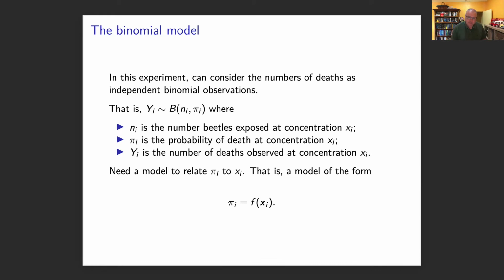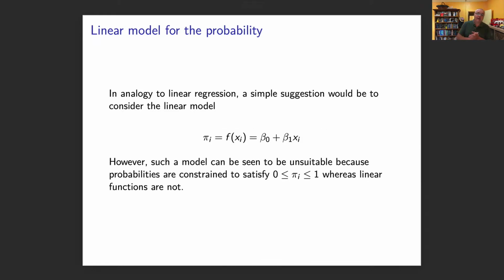Well, the simple thing you can do is go, fine, I'll just do linear regression. I'll have my pi as my response variable. We could take the observed probability for each group, and say that's beta 0 plus beta 1 xi, where xi is the concentration that group was exposed to. But the problem is there's nothing in here that makes sure that pi i lies between 0 and 1. And pi i is meant to be a probability, so it should lie between 0 and 1. And there's no constraints here.